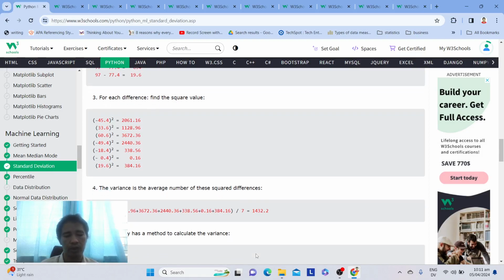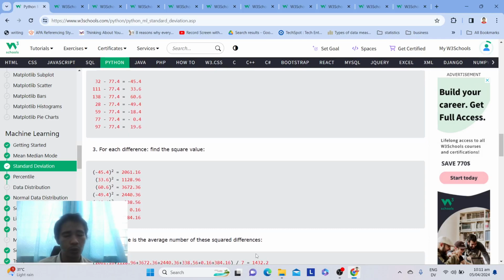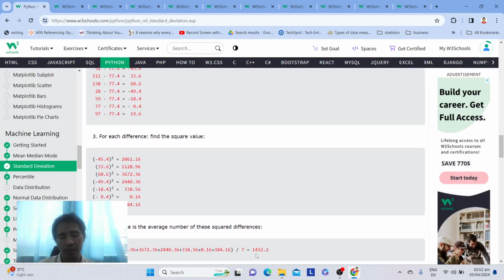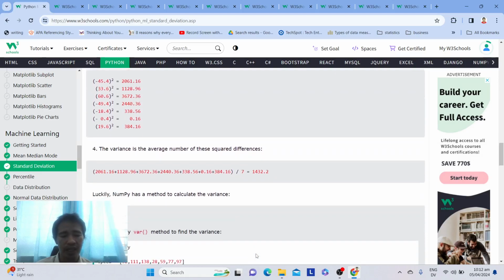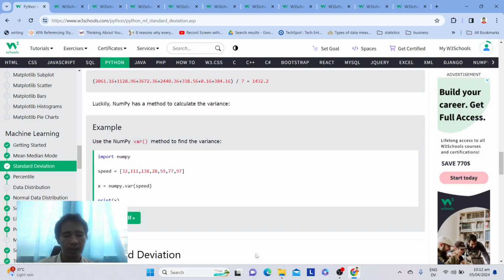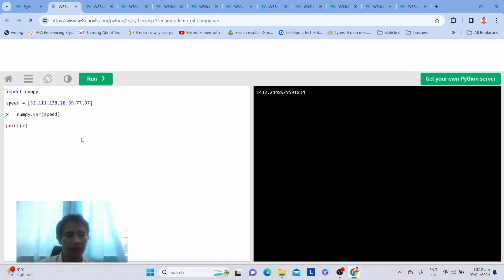1432.2. This is very difficult, guys, to compute by hand. Sometimes you mistype a number and you get a wrong result. We're very lucky that NumPy has a method for this, and this is the value for our variance. This is the code for our variance. It's very easy: x equals numpy.var. With numpy.var, you can compute the variance of the speed. The variance is 1432.